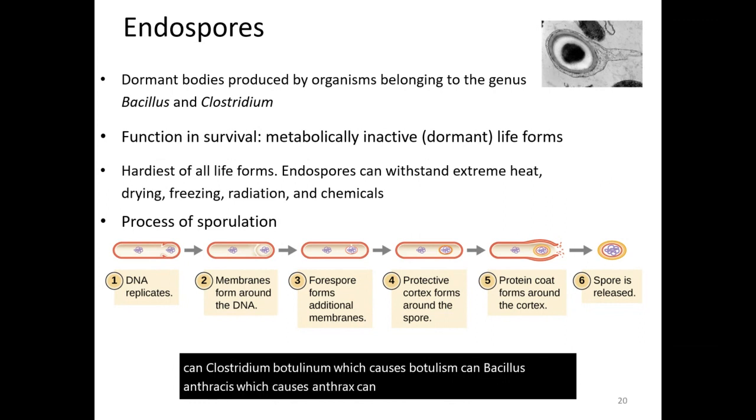Now, you don't need to go memorizing those examples, but when an organism belongs to the genus Bacillus or the genus Clostridium, only then can that organism form endospores. Most bacteria cannot, but it definitely aids in survival. It allows them to withstand stressful environments and then become metabolically active, what we call a vegetative cell. It goes back to a normal vegetative cell when the environment becomes more favorable.